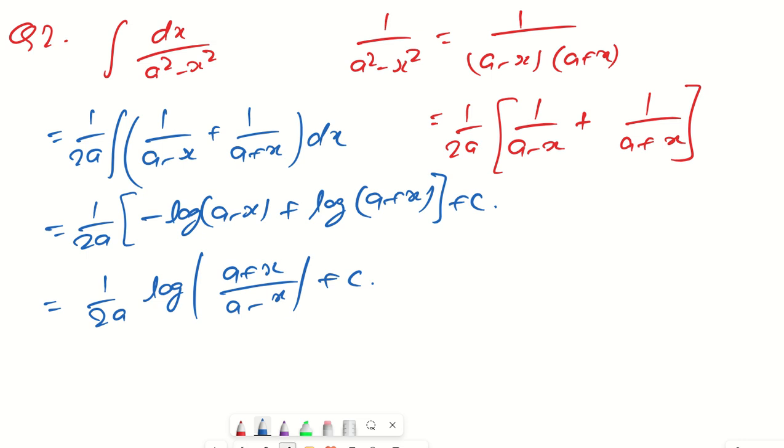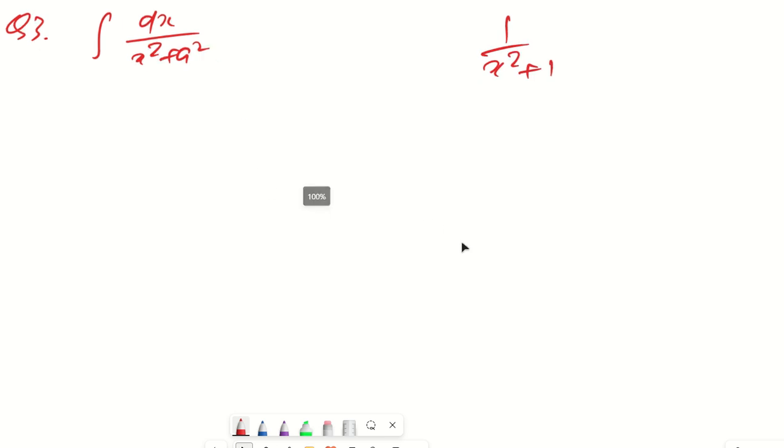Let us see question number 3. So question number 3 is integration of dx by x square plus a square. So what can we do here? It is looking like 1 by x square plus 1 kind of thing. So to get that kind of term, what we can do is we can put x is equal to a tan theta, or a sin theta, whatever you want. Let's say a tan theta we can put.